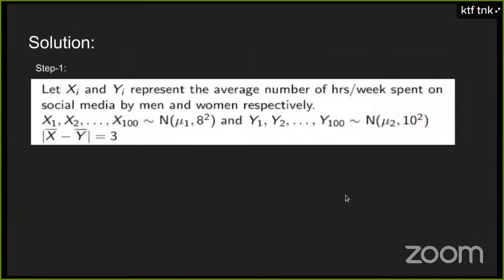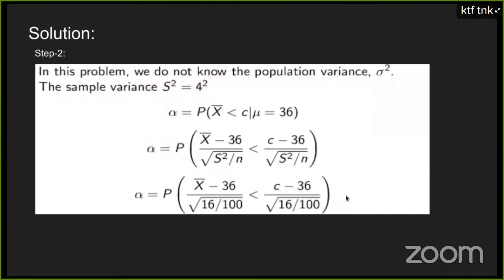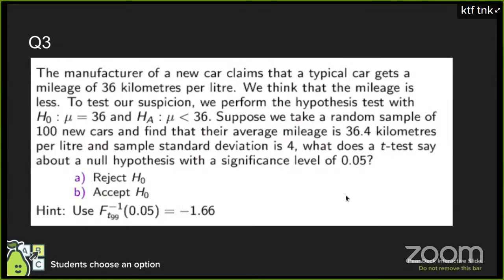Okay, so shall we move to the third question? Yes, sir. I think the third is okay. The manufacturer of a new car claims that a typical car gets a mileage of 36 kilometers per liter. We think that the mileage is less. To test this suspicion, we perform the hypothesis test with H0: mu equals 36 and Ha: mu is less than 36. So here, why are we saying that mu equals 36, not less than 36?